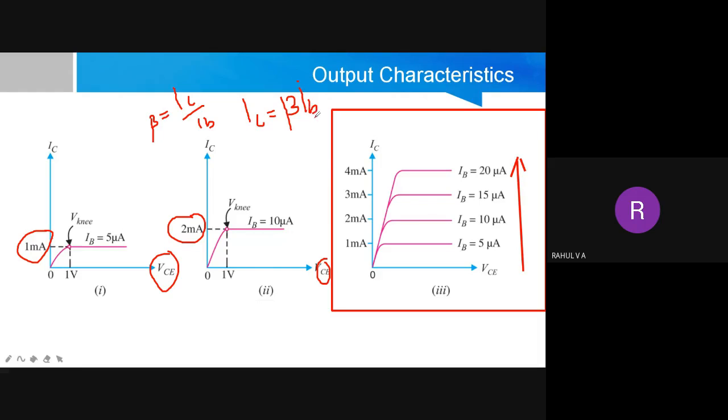As we increase IB, IC also increases; we can write IC proportional to IB. As we increase the value of base current, the collector current also increases. There is a constant called beta, and here we are applying only 5 microampere current and you are getting 1 milliampere current.